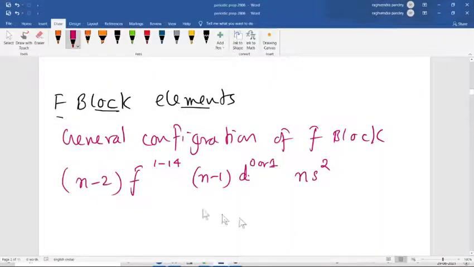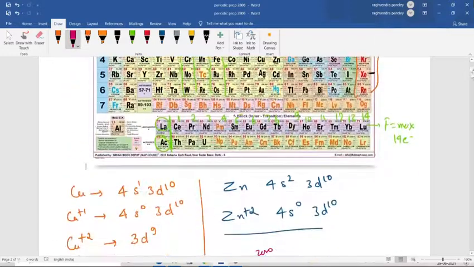So (n-2)f 1 to 14, (n-1)d 0 to 1. That is the general electronic configuration. Okay, this one is lanthanum.